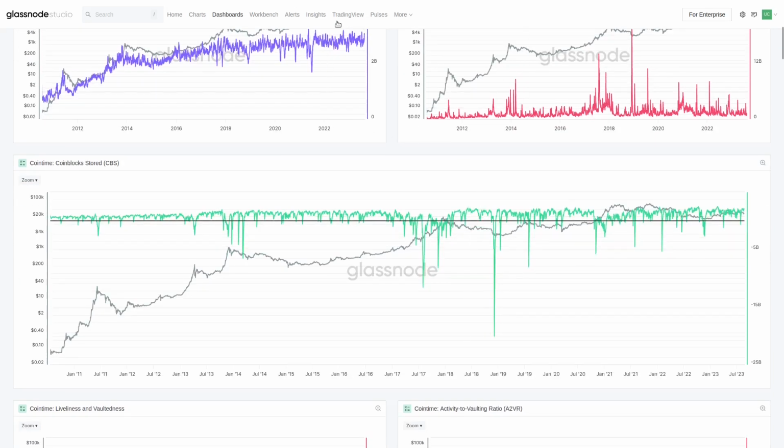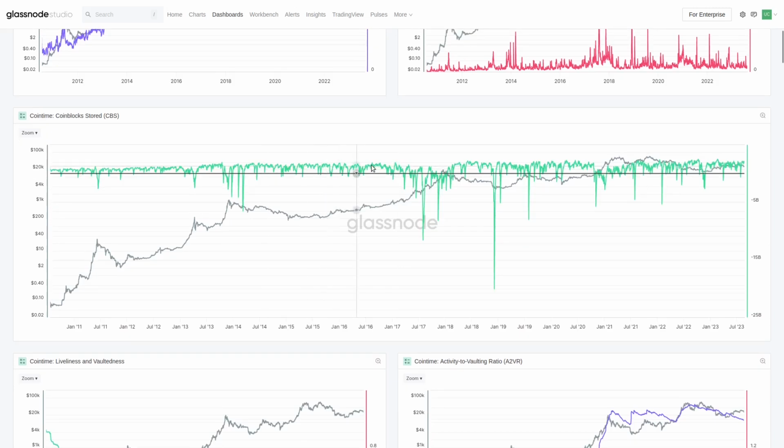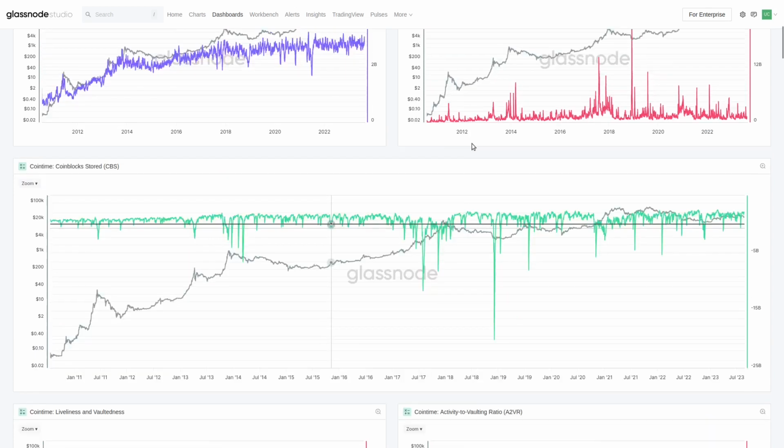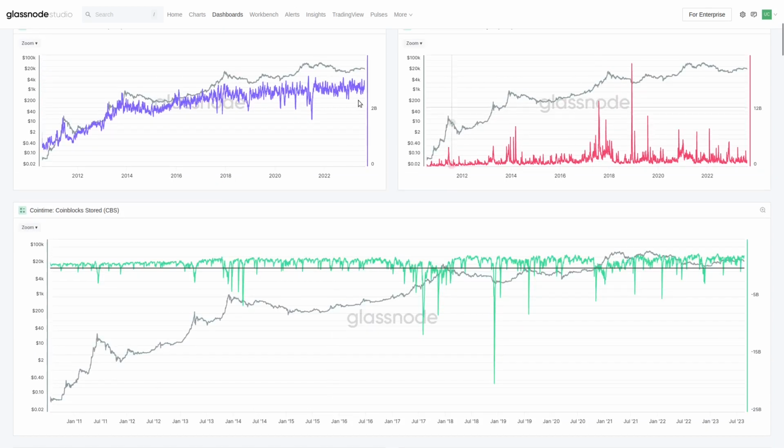And again, if you subtract coin blocks destroyed from created, you get coin blocks stored. So generally speaking, coin blocks stored is above 1 most of the time. Except note that sometimes coin block storage is actually negative. And that is because coin block destruction exceeds creation. It is almost like dipping into the network's savings, that held time, that hodled supply.